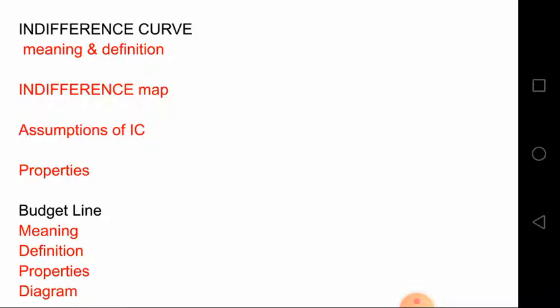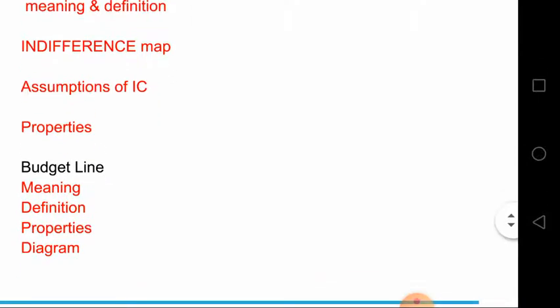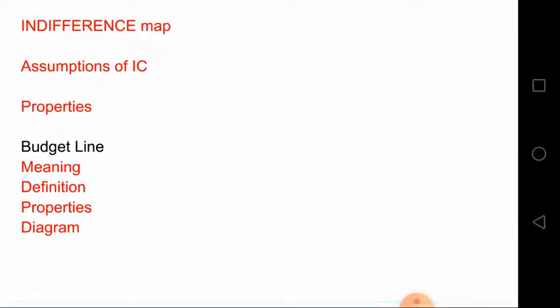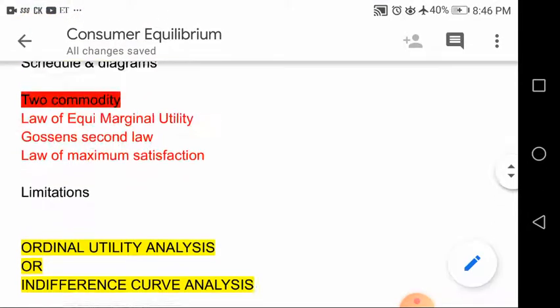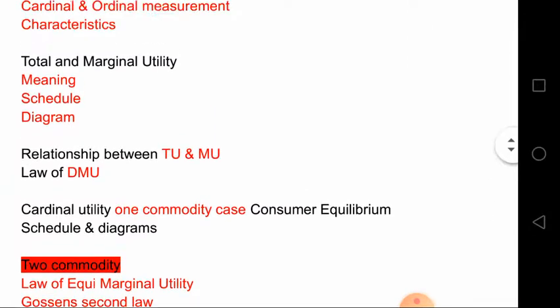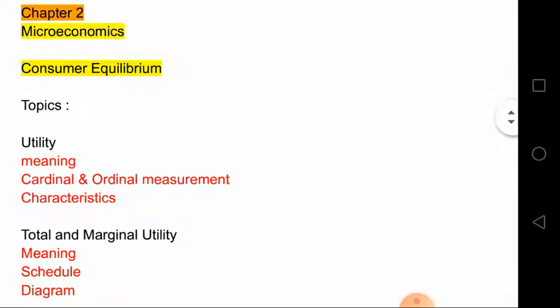There is a term indifference map. We'll see in detail the indifference map. Then after, what are the assumptions for making the IC? IC means indifference curve. What are the properties of an indifference curve? The last topic, which will cover and sum up the chapter, is the budget line. So we'll see the meaning of budget line, its definition, properties, and proper diagram. So while covering all these topics, I'll sum up chapter 2, consumer equilibrium.